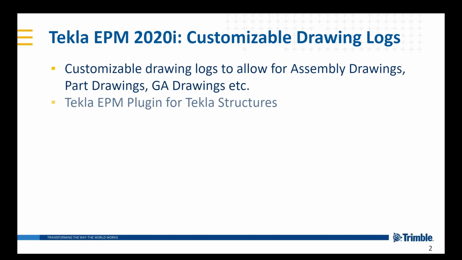Version 4.0 of the Tekla EPM plugin for Tekla Structures adds support for the new 2020i drawing logs, so drawings can be imported to the correct logs and directories automatically. New user permissions are available for Tekla EPM Go users, so for instance, users in the shop could be set up to only view assembly and part drawings, and certain users in the field set up to only view general arrangement or erection drawings.